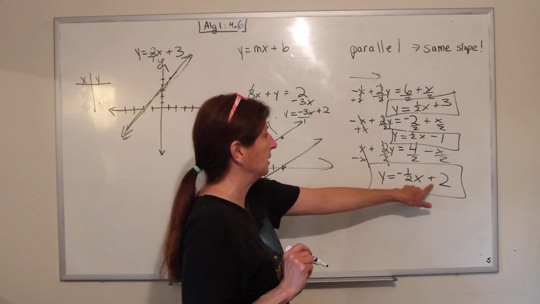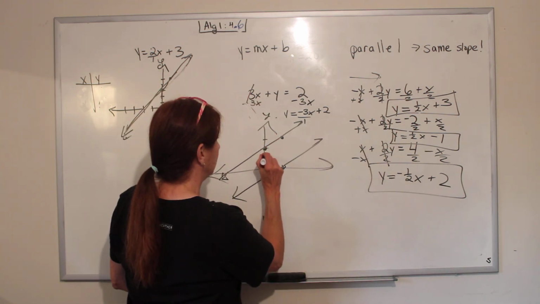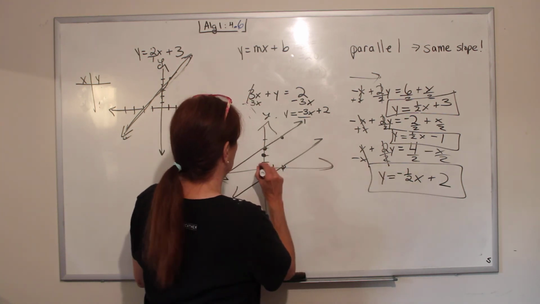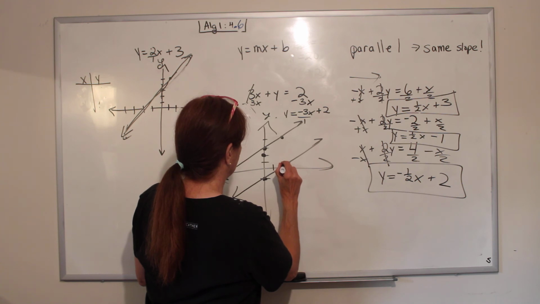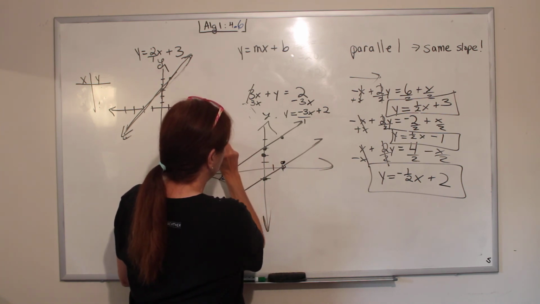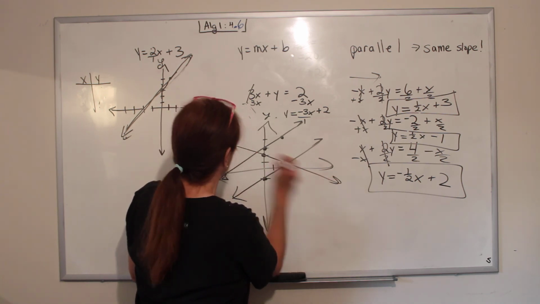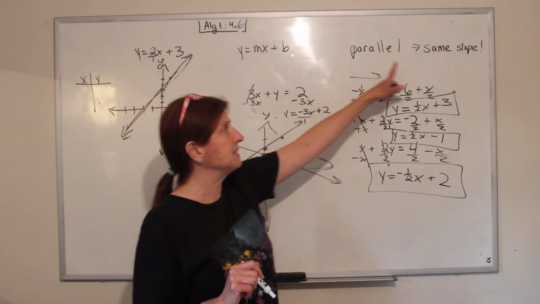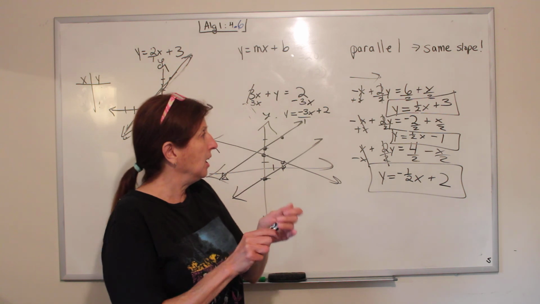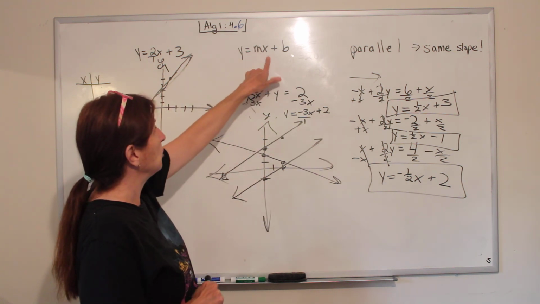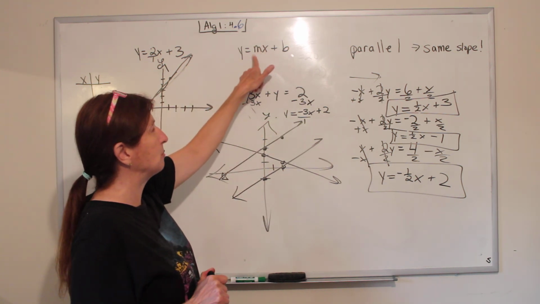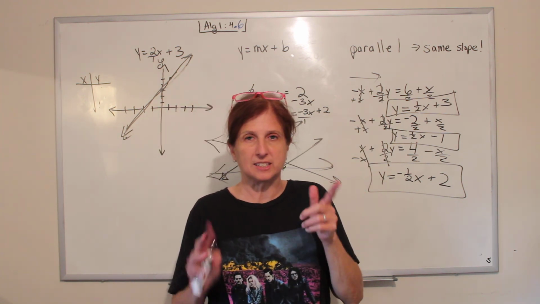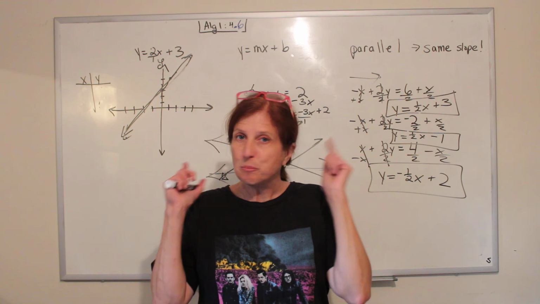Now let's do this one. We start at 2, put a dot, we go down 1 and over 2 and put a dot, and that line's going like that, not parallel. So parallel lines have the same slope, and we can graph with the y-intercept and the slope. All right, it's kind of fun, and I promise the more you practice, the more this will start making sense. Math is fun.